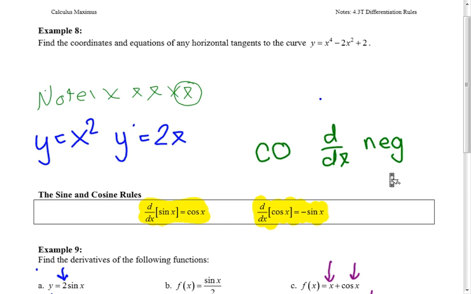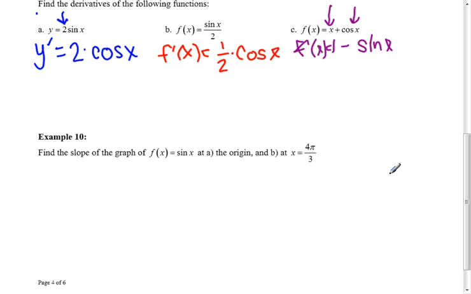Alright, so now let's try to apply these here. We're trying to find the slope. As soon as you see slope, always think derivative. Find the slope of the graph of f of x equals sine of x at the origin and at x equals 4/3 pi. So when we talk about slope, we think derivative. So the derivative, because we now have this memorized, the derivative of sine of x is cosine of x.